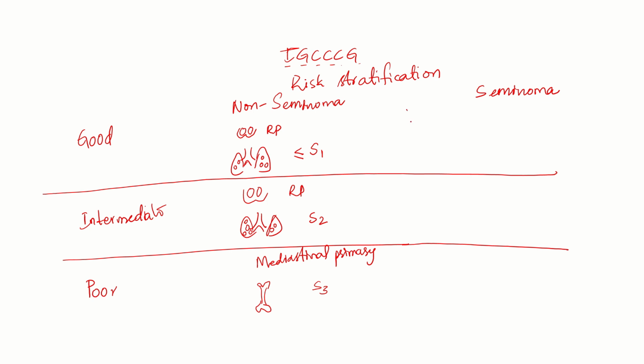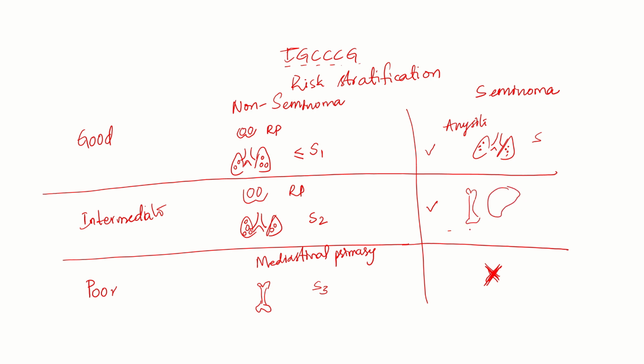Next, moving on to seminomas. There is no poor risk group. Seminomas carry a good prognosis and they have only good and intermediate risk groups. Good risk could be of any site with only lung metastasis, with any range of tumor markers. Coming to the intermediate group, anything beyond lung metastasis, that is non-pulmonary visceral metastasis like bone or liver, comes under intermediate risk group with any range of S. This is regarding important classifications in testicular cancers.